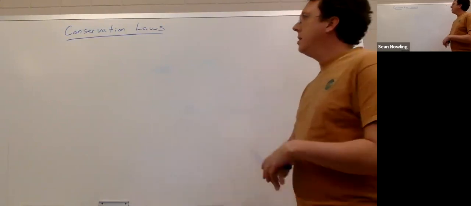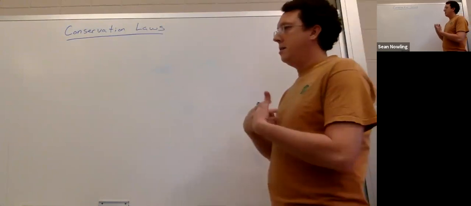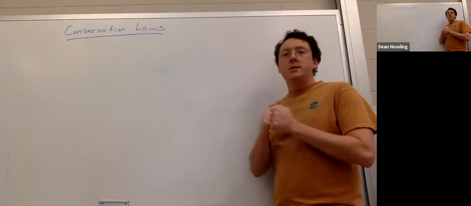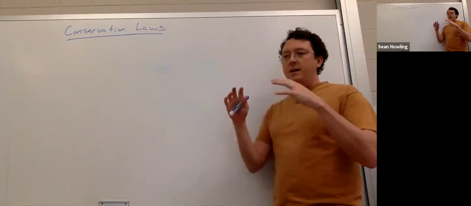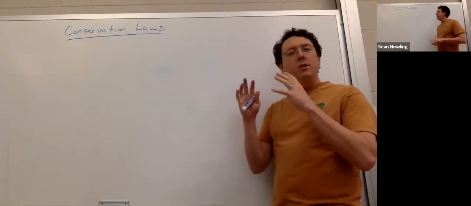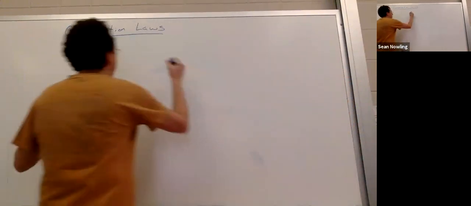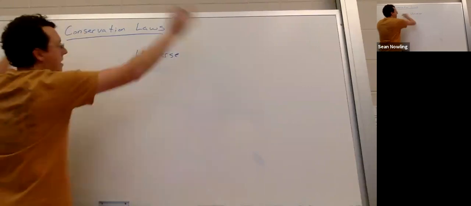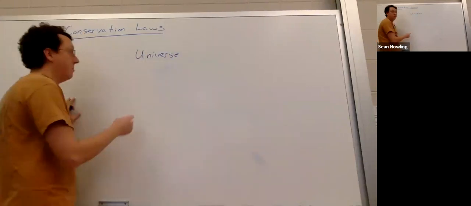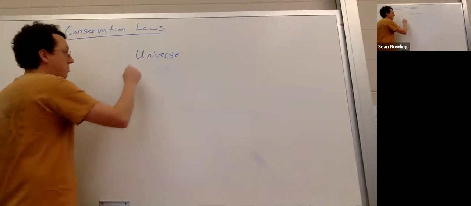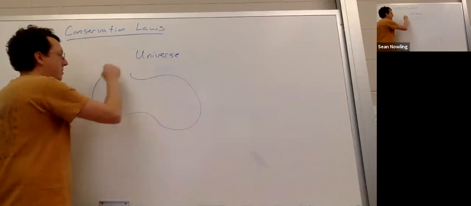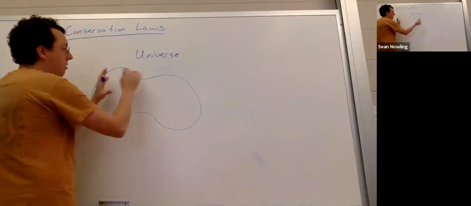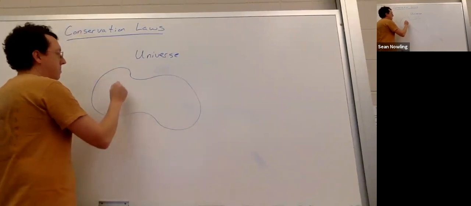Okay, so to use conservation laws, you need to first identify what you want to study, and we call that the system. So we imagine that the universe, that's everything. That's way too much. We're kind of small, simple people. So let's focus on a subset of the universe. So I'm going to call the subset my system.